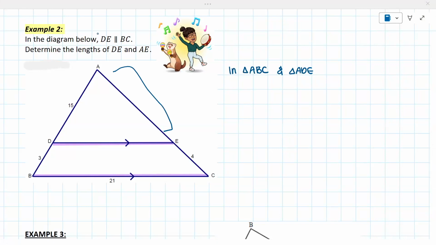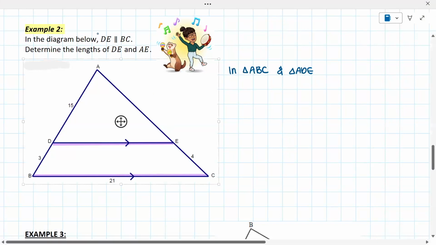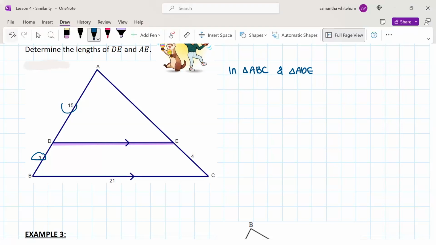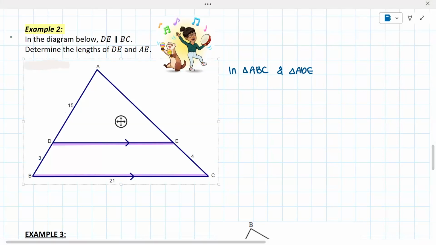Alrighty. So now that we have that, we are going to prove similarity. Now, guys, yes, I do have information about some of the sides in my triangle, but I don't have enough information. I would need all three sides to prove that they are in proportion. I don't have enough information for that. So for this, I am going to have to prove angle, angle, angle again.